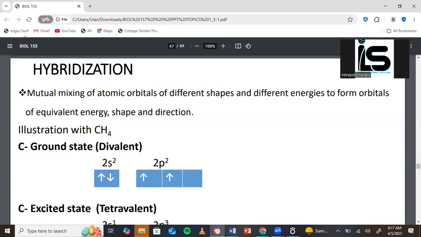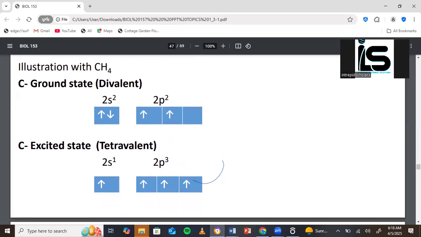Now, what is hybridization? It is the mixing of atomic orbitals of different shape and energy to form new orbitals of the same energy, shape, and direction. The most common atom we meet when it comes to hybridization is carbon. So the ground state of carbon has been drawn for us here.